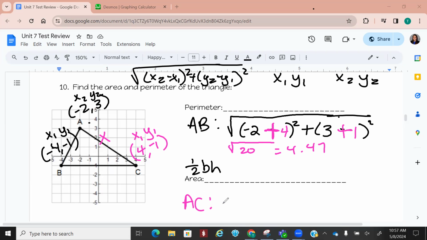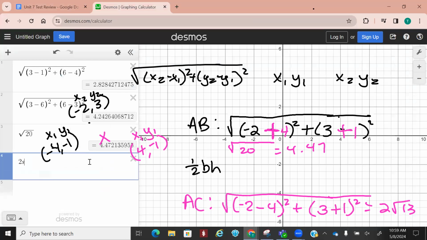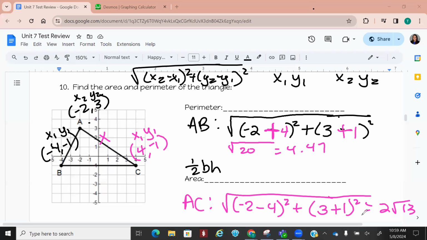I'm going to go ahead and write it out so that you can check your work. You're going to get 2 square root of 13. You might have gotten square root of 52. That's okay. You can put this in decimal form as well. When you plug it in, 2 square root of 13 gives me 7.21. So if you like decimals, that's fine. 7.21.